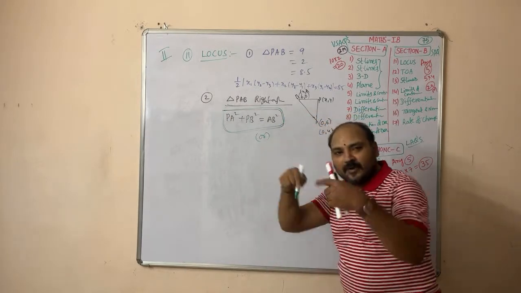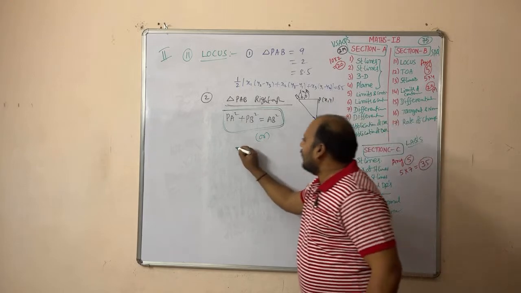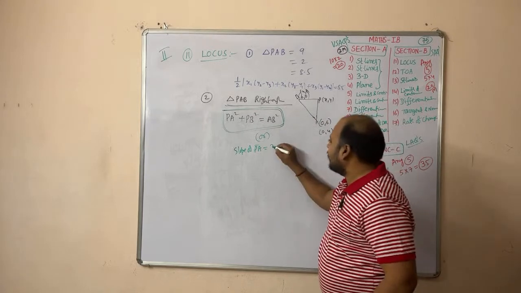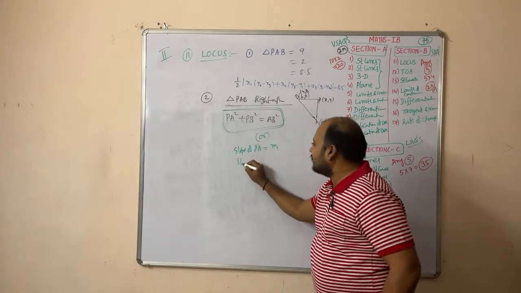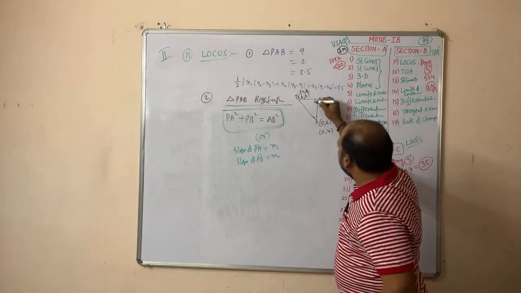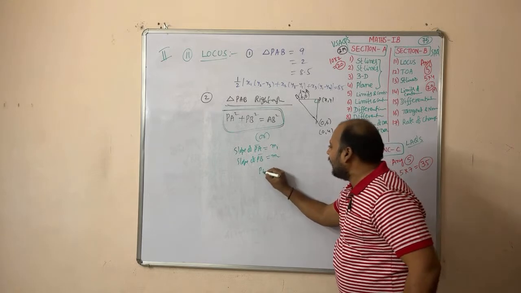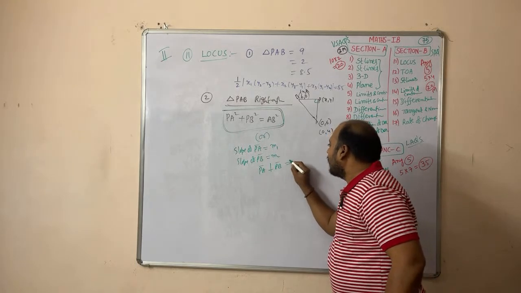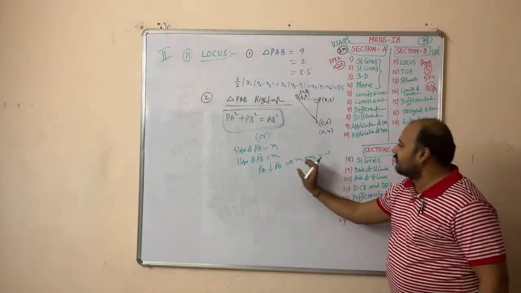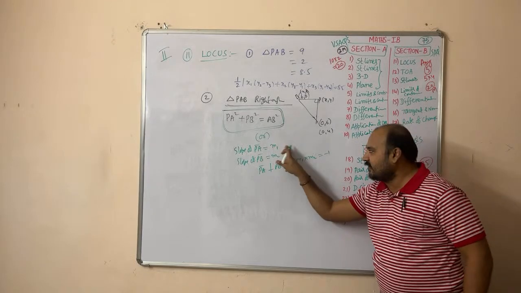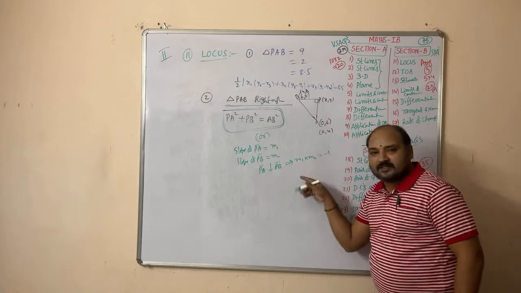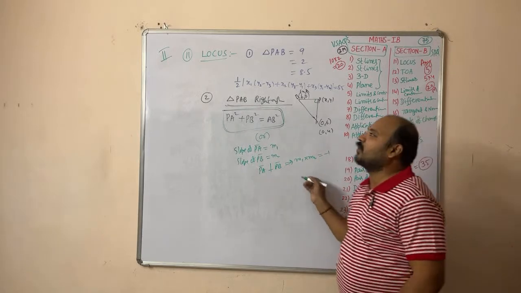Otherwise, another method: calculate the slope of PA by applying (y2 - y1)/(x2 - x1), that is m1. Calculate the slope of PB, that is m2. These two lines are perpendicular, PA is perpendicular to PB. That implies m1·m2 = -1. So both the slope conditions: m1 value we have, m2 value we have. After writing (y2 - y1)/(x2 - x1), with P as (x, y), if you multiply and simplify, you will get one locus. That is the required locus.